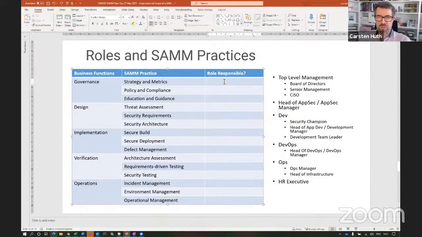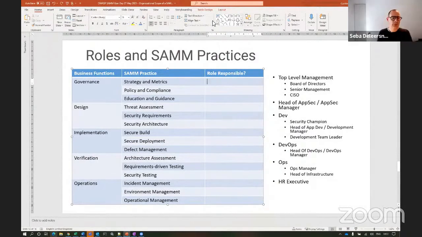So let's start with the first one here. So strategy and metrics. Let's do it one by one. What are the opinions here on what should be the role responsible for this practice? And again, I see some input from people.